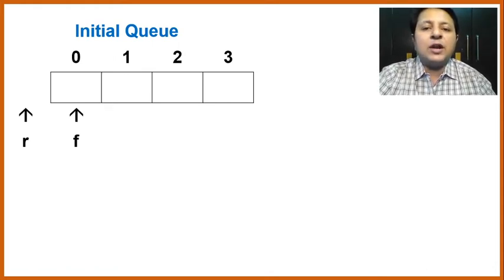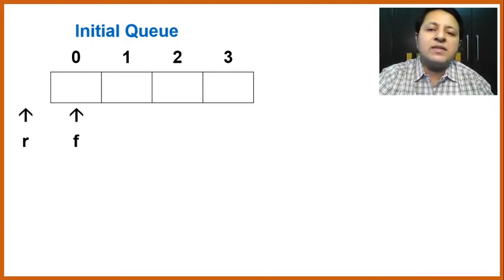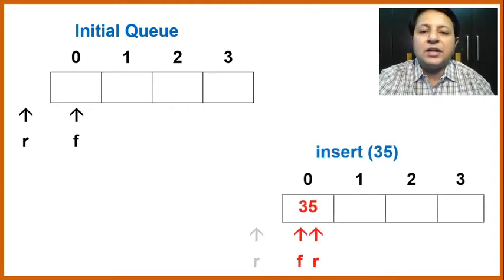Fine, so let us see if at all I do insert, how the queue behaves. If at all I do delete, how the queue behaves, and how exactly the changes in F and R would take place. So the first one is insert 35. Now see, if I do insert 35, as per the logic, it will check for overflow. R is not at max -1, so no overflow. R will be incremented, so R goes from -1 to 0, and then the element will be placed at 0.